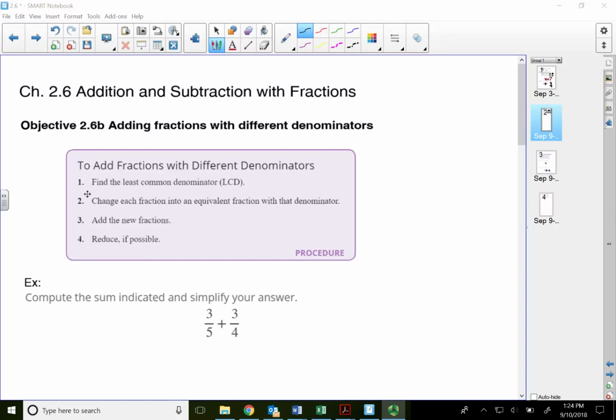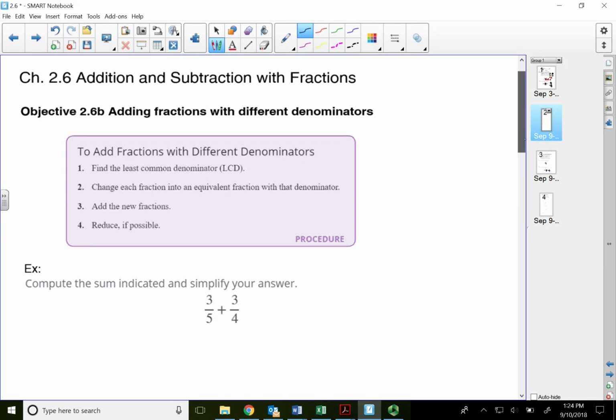Welcome back to Module 2.6. In this lecture video, I'm going to show you how to add fractions with different denominators.